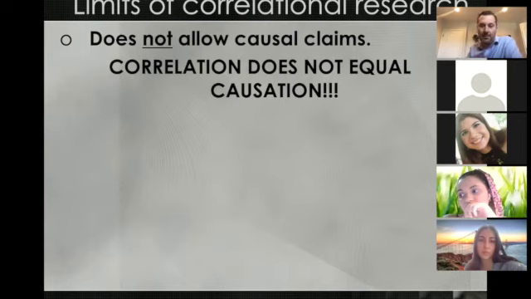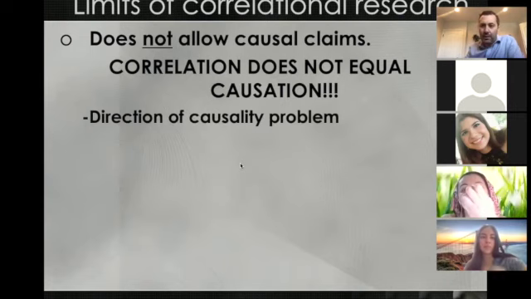It's a common mistake that people make constantly. I'm going to give you a bunch of examples in a second. The point I want to make, though, is that just because two variables are correlated with one another does not tell you which variable causes which other variable. And I'll give you the reason for why this is the case. First off, there's a direction of causality problem.